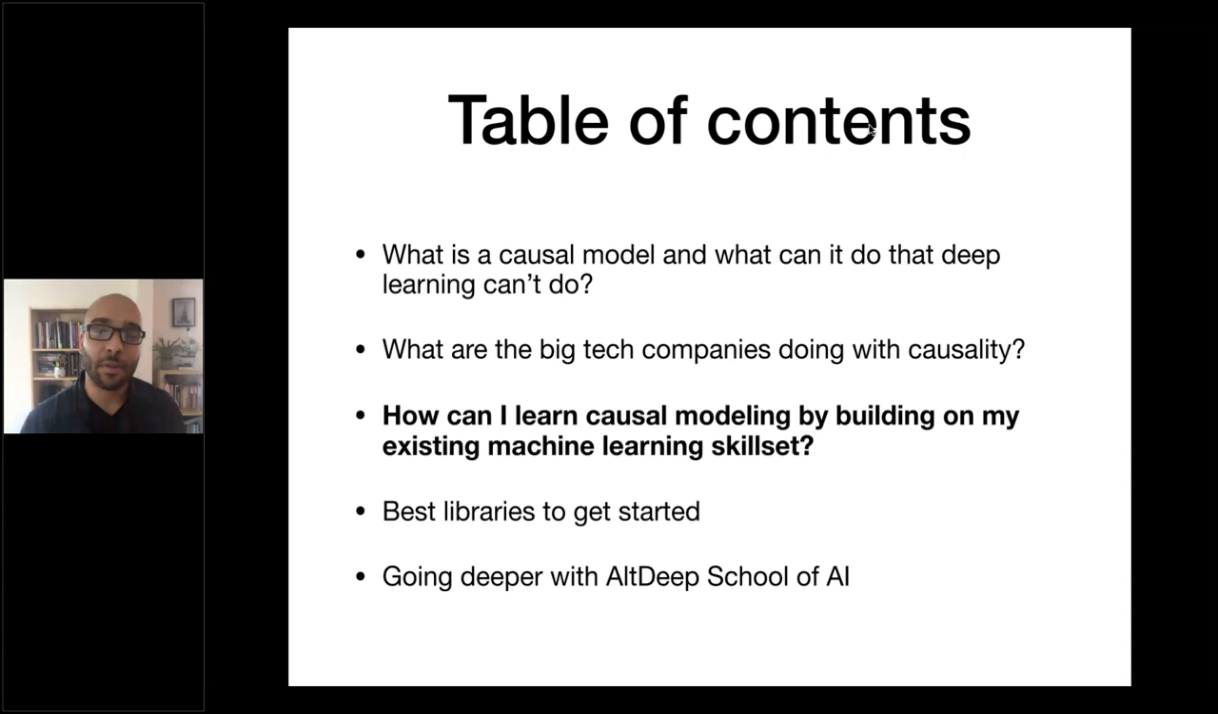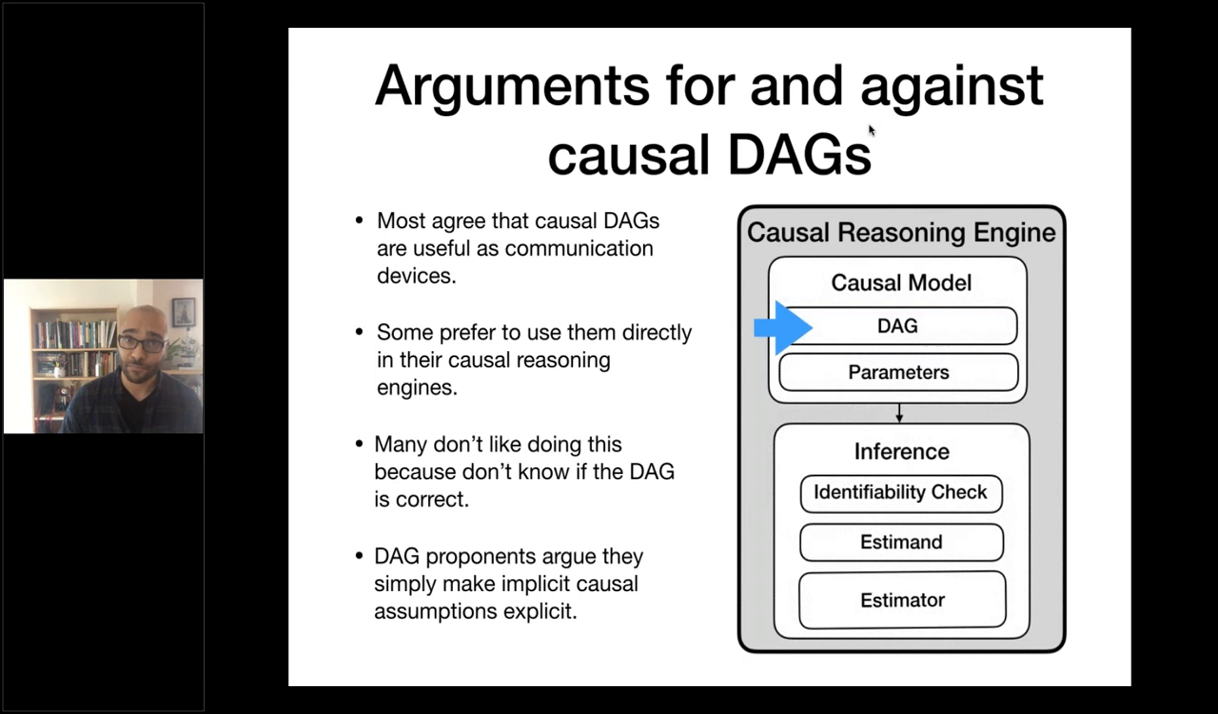So let's go back to this causal reasoning engine and talk about DAGs again. Actually, in the causal inference community, there's a lot of controversy about whether or not you should be doing causal inference with a DAG. If you've heard about Judea Pearl's approach versus Pearl's and Spirtes' approach versus people like Miguel Hernan or Donald Rubin, people who call themselves potential outcome framework researchers, this tends to be the point where they have a lot of contention.